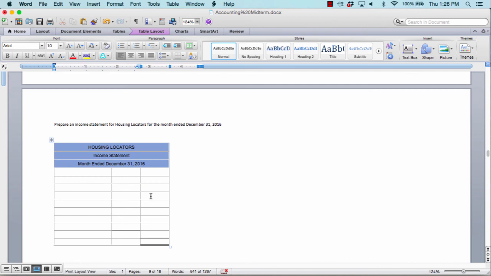Then it's asking you to prepare an income statement for housing locators for the month ended December 31st. If you don't remember what an income statement looks like, refer back to your textbook and make sure that you follow them. I'm going to give you the categories. It's going to be revenue. You're going to have fees income. Then you're going to have expenses. You're going to write down what your expenses are: salaries expense and telephone expense.